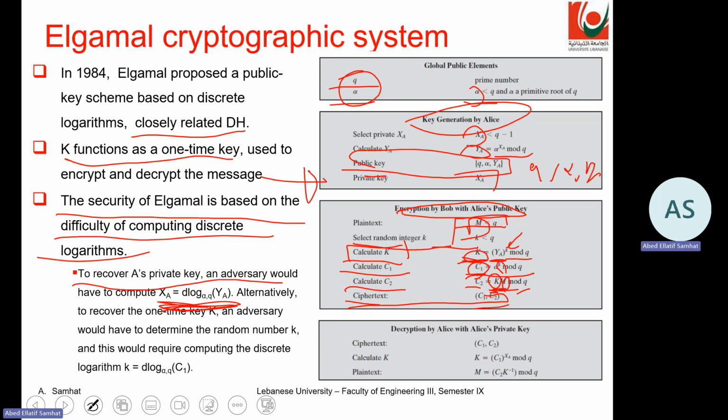At the reception, Alice will receive C1, C2. C1, C2 is the encrypted text of the plain text M. They are encrypted using the public key of Alice. So Alice, using her private key, will calculate K. How to calculate K?